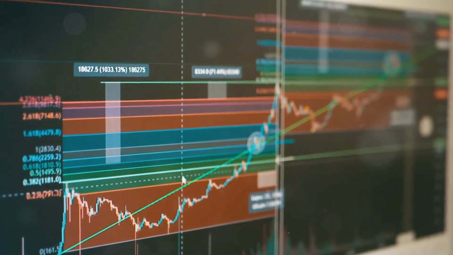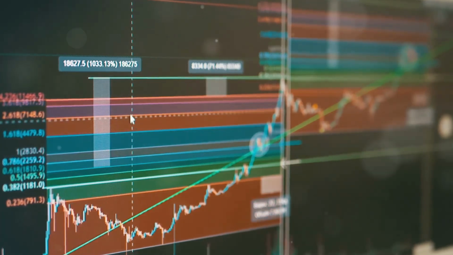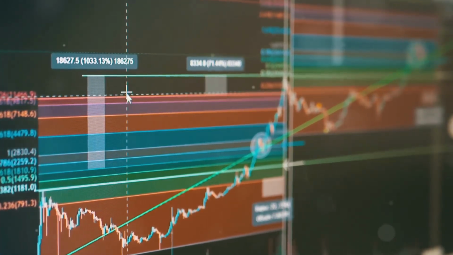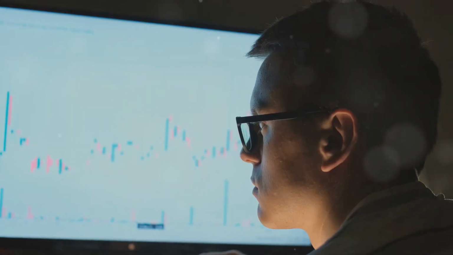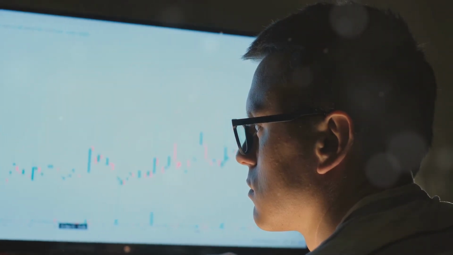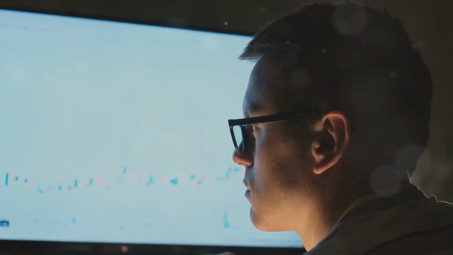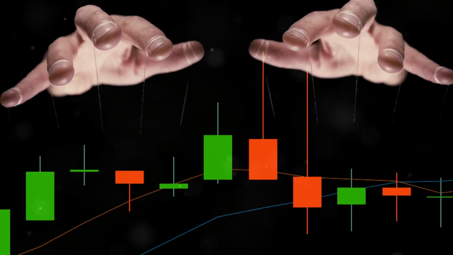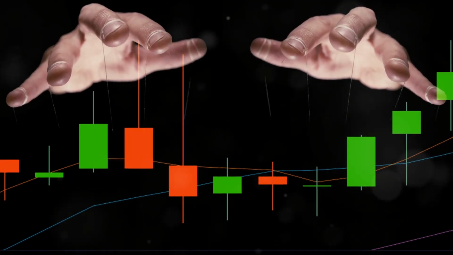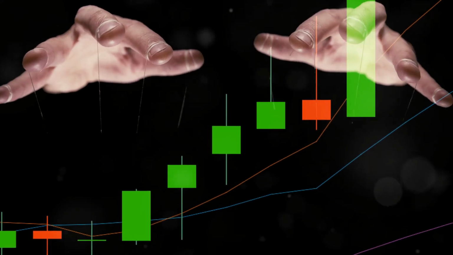Anatomy of a candlestick. Understanding the anatomy of a candlestick is crucial for anyone looking to delve into the world of financial markets and trading. Before you can read the stories, you need to know the alphabet. Similarly, before you can interpret market movements, you need to understand the basic building blocks of a candlestick chart. Each candlestick is made up of a few key parts. These parts together tell a story about the price action within a specific time frame.